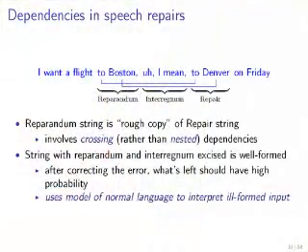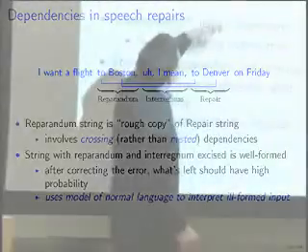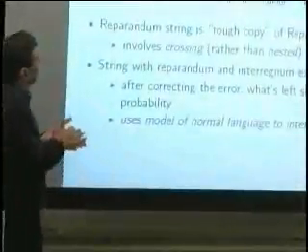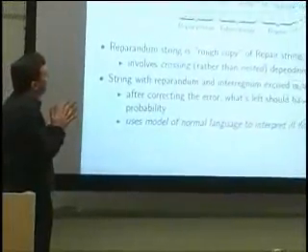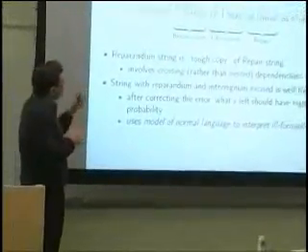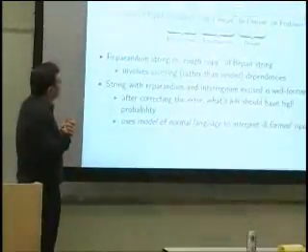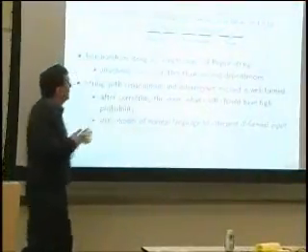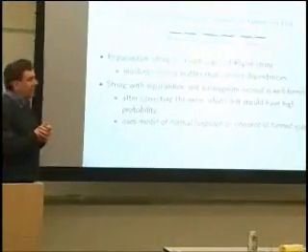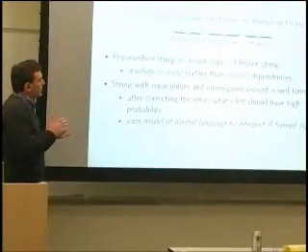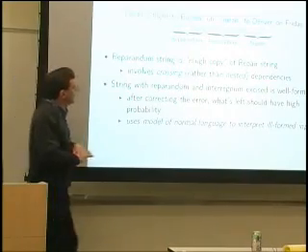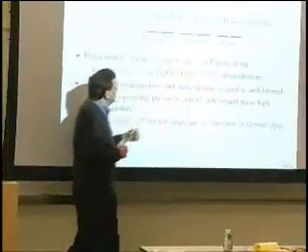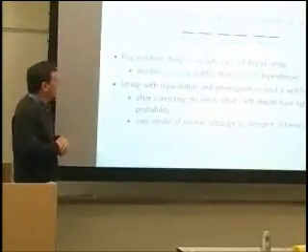If you look at the dependencies in a typical speech repair, this is one of the classic ones that Liz Shriberg worked on: "I want a flight to Boston, I mean to Denver." There certainly are dependencies here, but they are crossing dependencies, which are not typical of the tree structure representations we're dealing with. Context-free grammars and tree-structured representations in general are very good at capturing nested dependencies and very bad at capturing crossing dependencies.